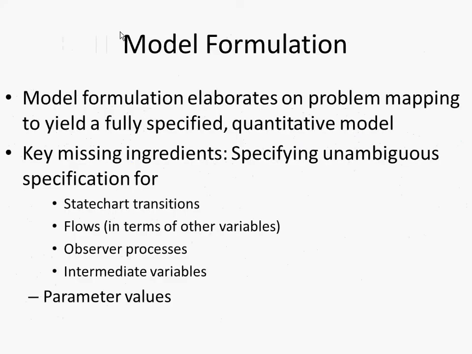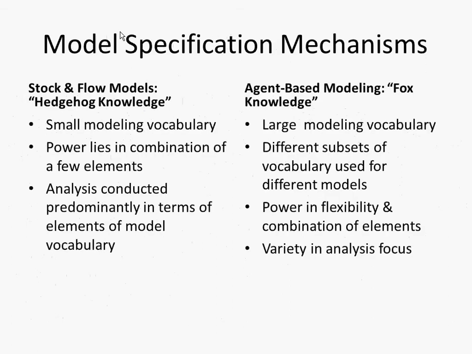Okay, so this is yielding a fully quantified model, and there's a bunch of stuff that we need to fill in to make it fully quantified. Now, what we're going to see is, in the types of modeling that we're going to be doing, the ones we'll spend the most time on are stock and flow models, which are part of system dynamics, and agent-based models.